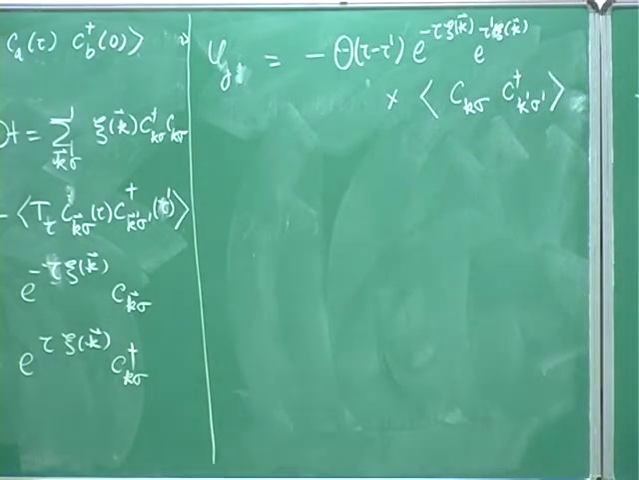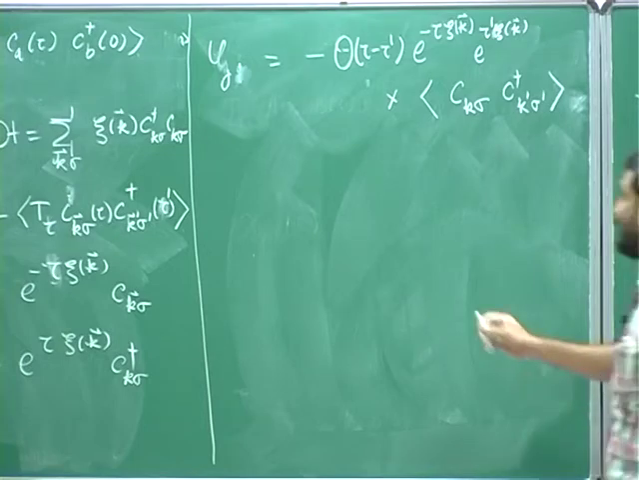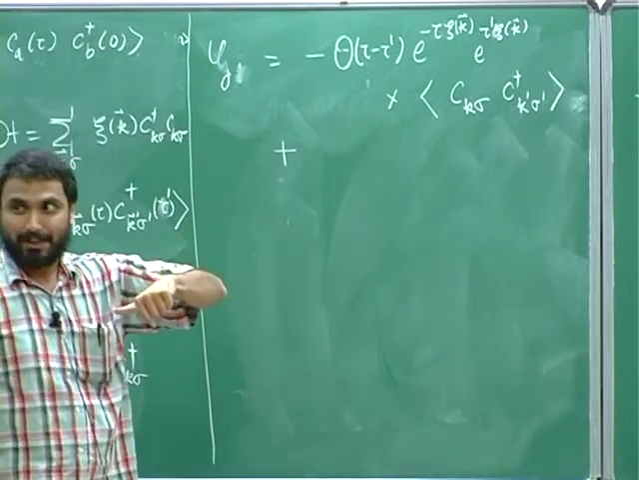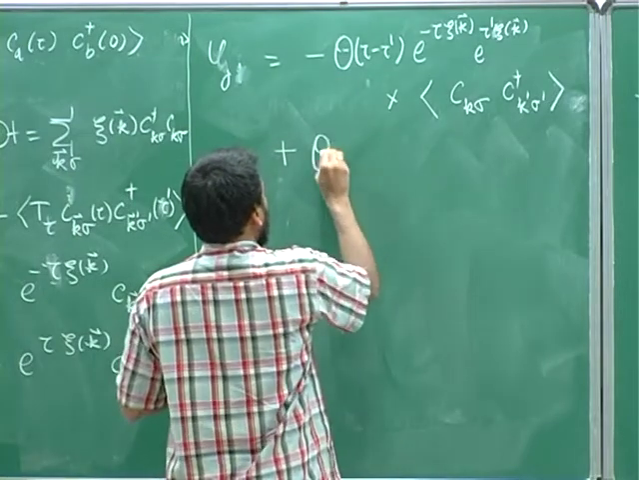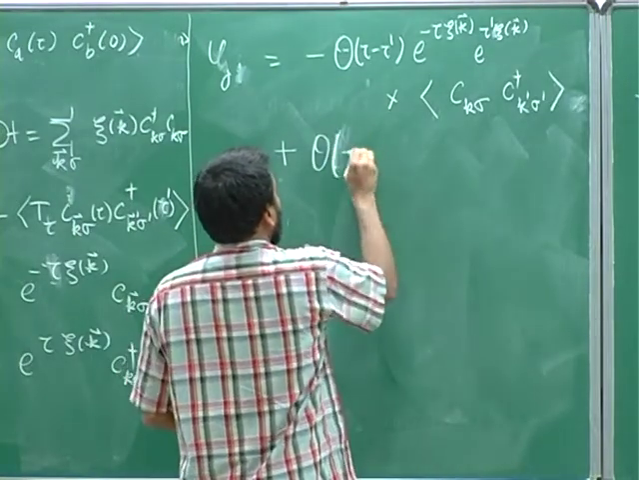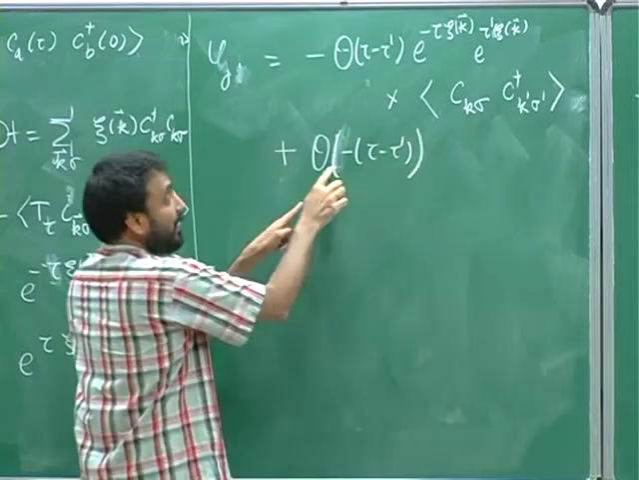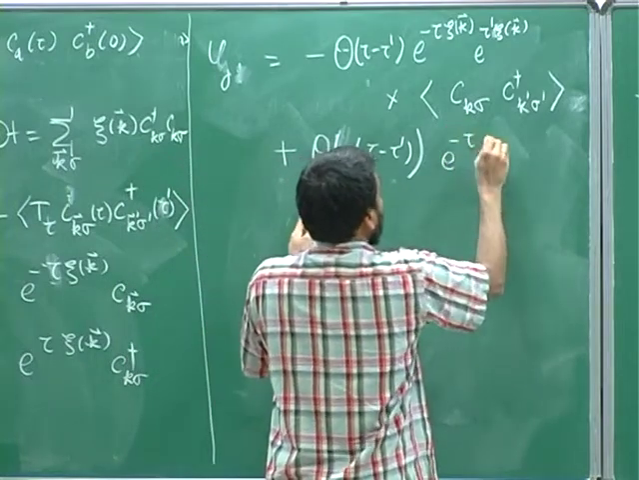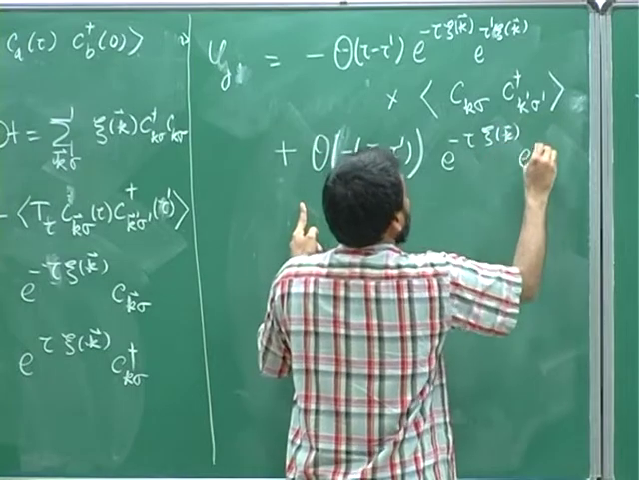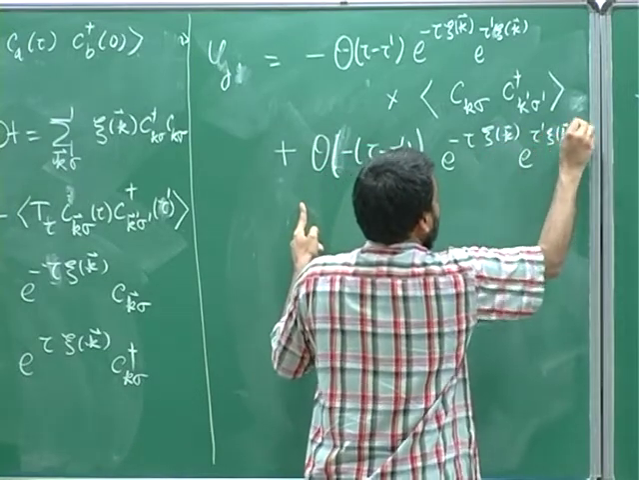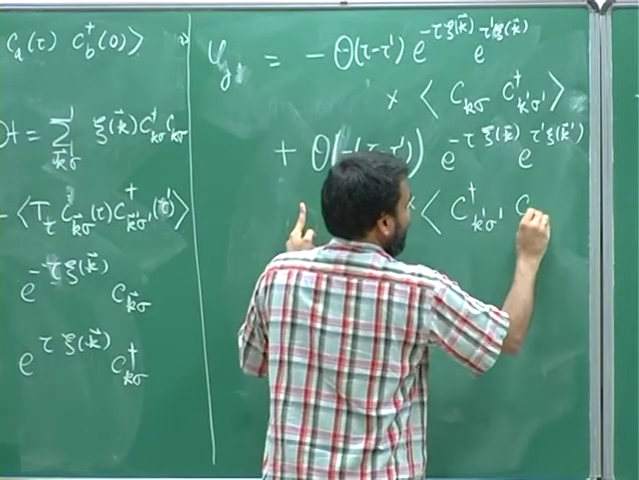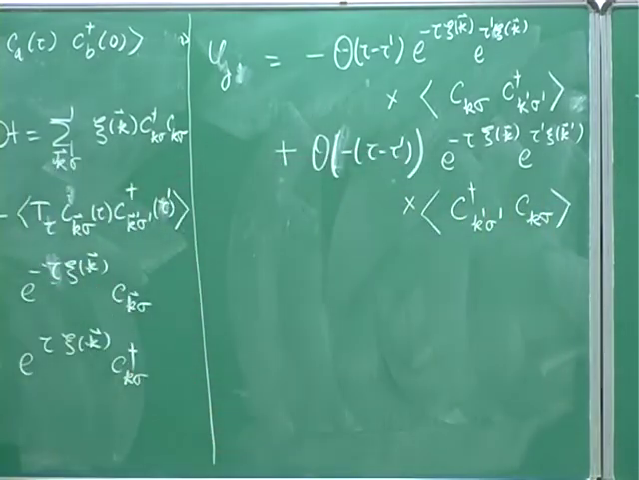For negative values of tau minus tau prime, I must write a separate term with an appropriate theta function. So what do I need to do? I need to put a plus sign, because they are fermionic. When I flip them, I will get a minus sign which cancels that minus sign. Then I'll have theta of minus tau prime, and then there will be the same factors, e to the minus tau Ck and e to the tau prime Ck prime, multiplied by the expectation value of C dagger K prime sigma prime Ck sigma. Good? Everybody's okay?